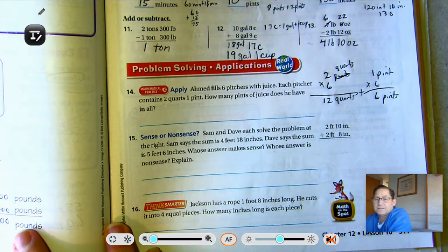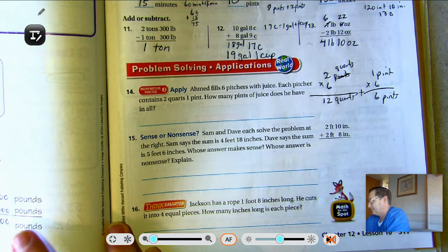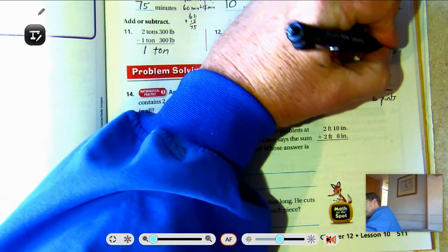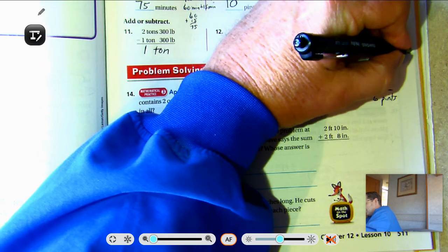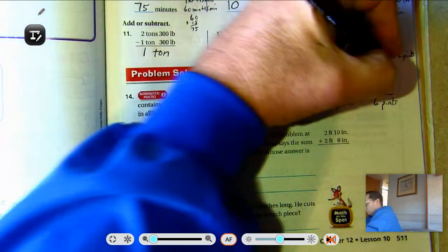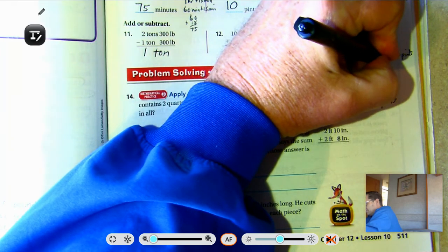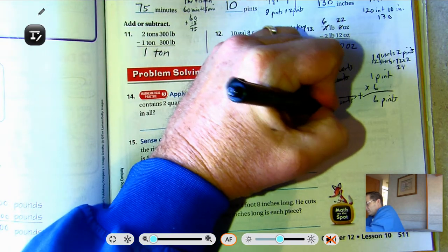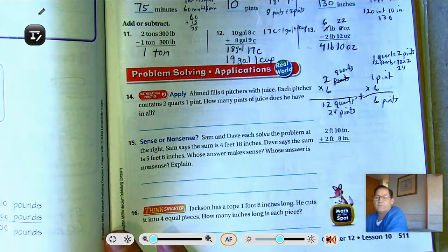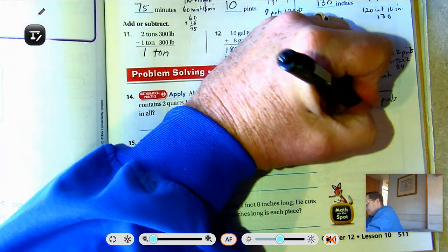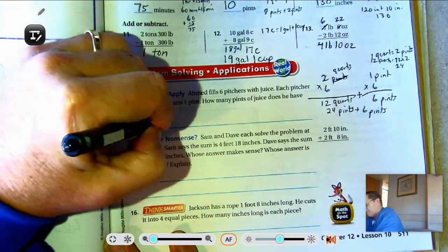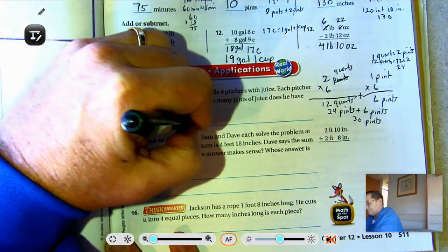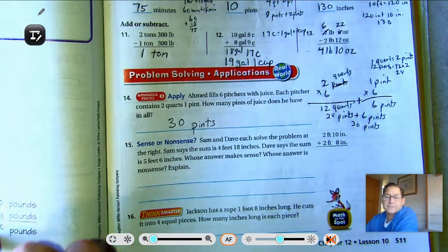All right, well, we have to change quarts to pints. 1 quart equals 2 pints. So 12 quarts is 12 times 2. 12 times 2 is 24. So we're going to rename 12 quarts as 24 pints plus the additional 6 pints for a total of 30 pints. 24 plus 6 is 30.